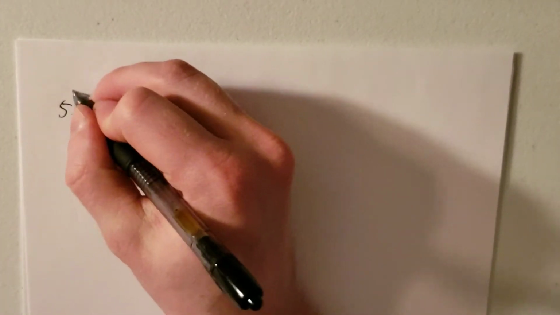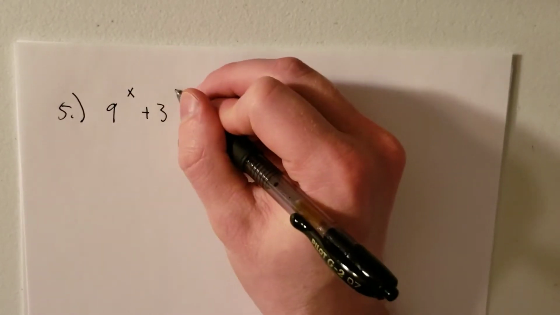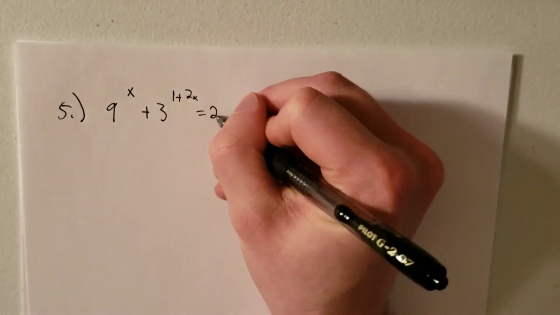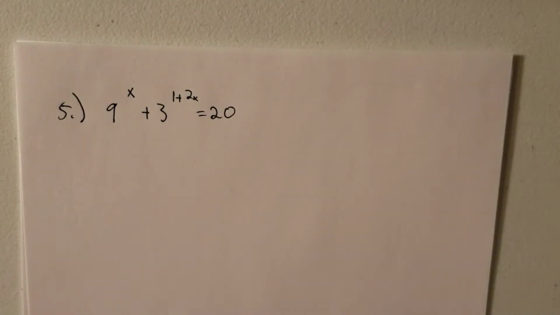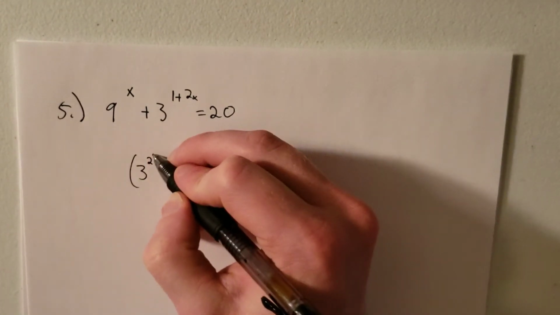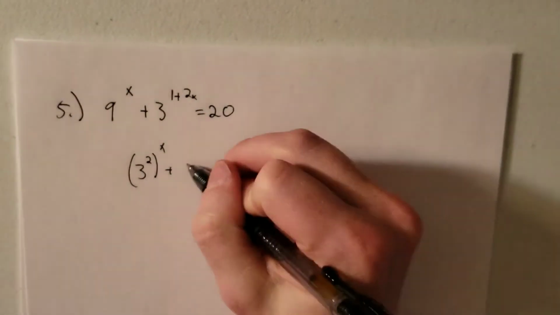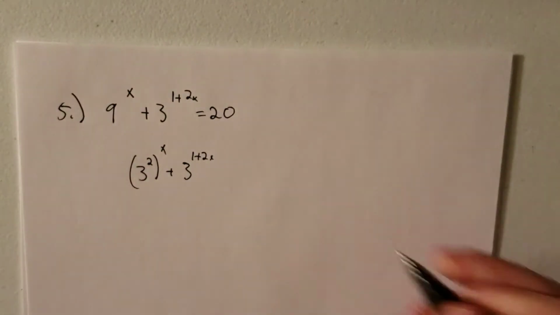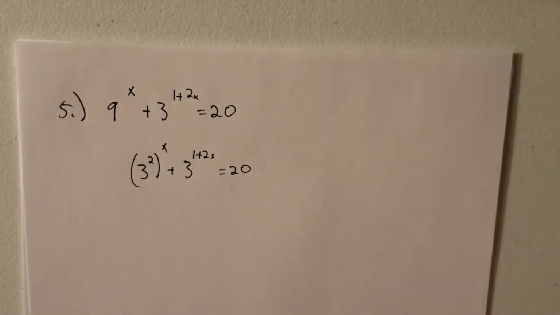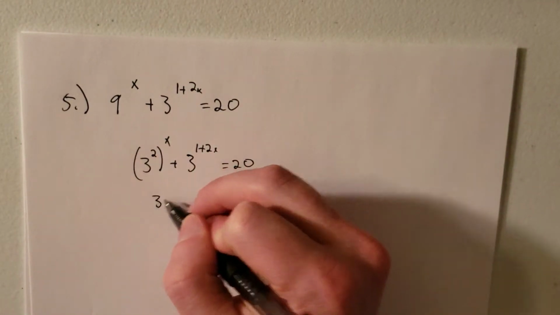The next one is going to be 9 raised to the x plus 3 to the 1 plus 2x is equal to 20. Now this one is a little tricky, but what we can notice is that 9 can be rewritten as a base 3. So this is 3 squared, all of that raised to the x, plus 3 to the 1 plus 2x is equal to 20. We can rewrite this 3 squared raised to the x as 3 to the 2x.